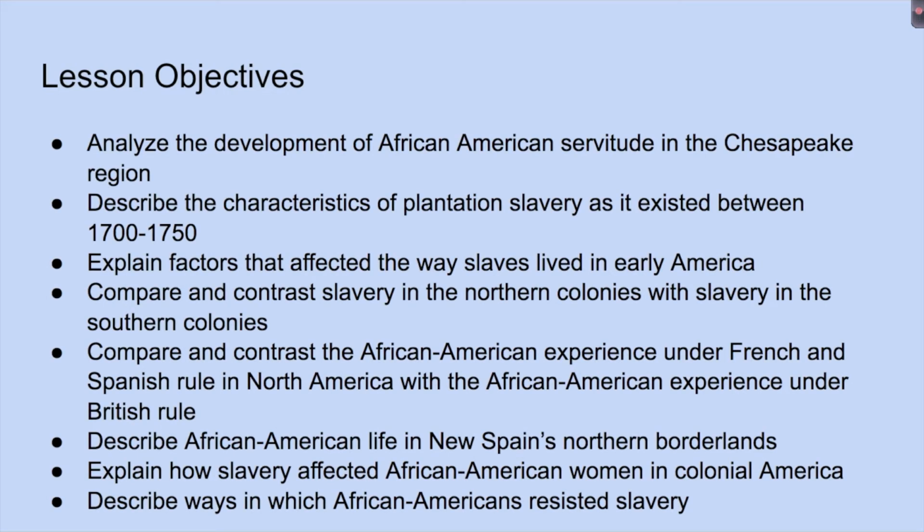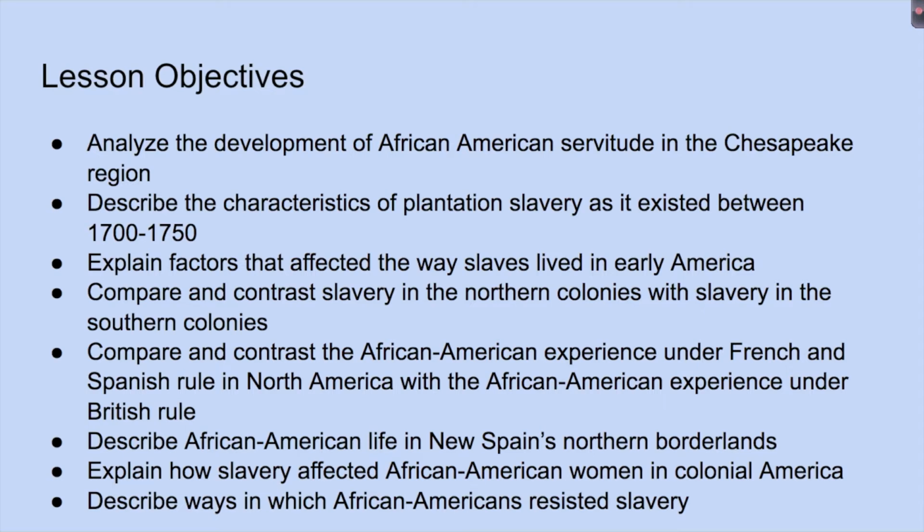Our lesson objectives for this lesson: we are going to analyze the development of African American servitude in the Chesapeake region, which is Virginia and Maryland area. We're going to describe the characteristics of plantation slavery as it existed from 1700 to 1750. We're going to explain the factors that affected the way slaves lived in early America. We will compare and contrast slavery in the northern colonies with slavery in the southern colonies.